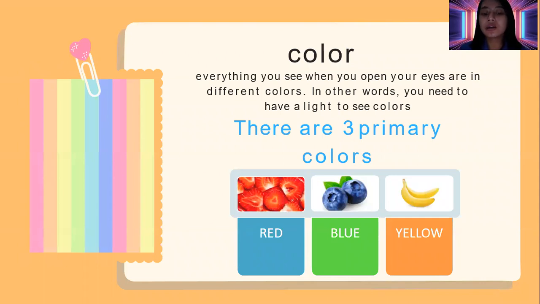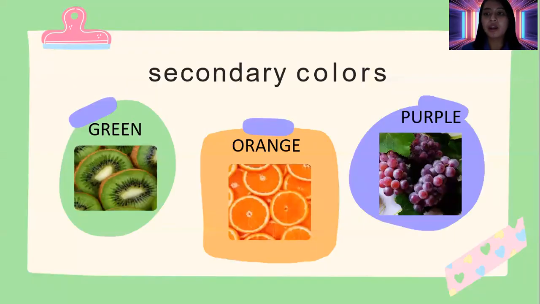Next, color sets. Color. Everything you see when you open your eyes is in different colors. In other words, you need to have light to see colors. There are three primary colors: red, blue, and yellow. And for the secondary colors, there are green, orange, and purple.